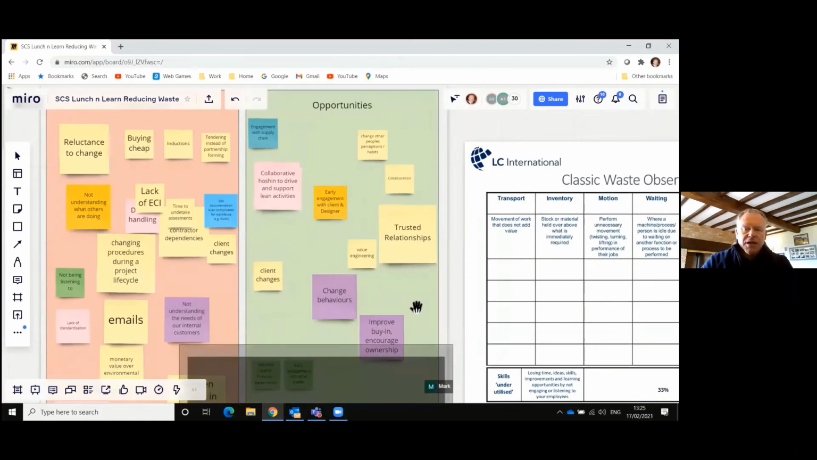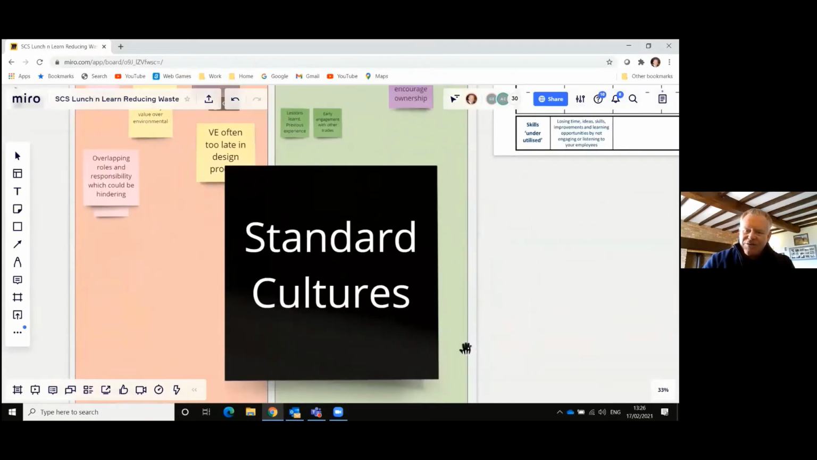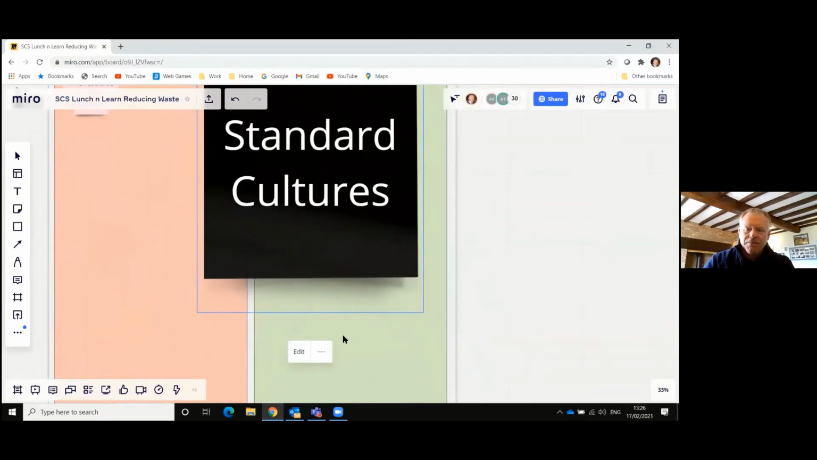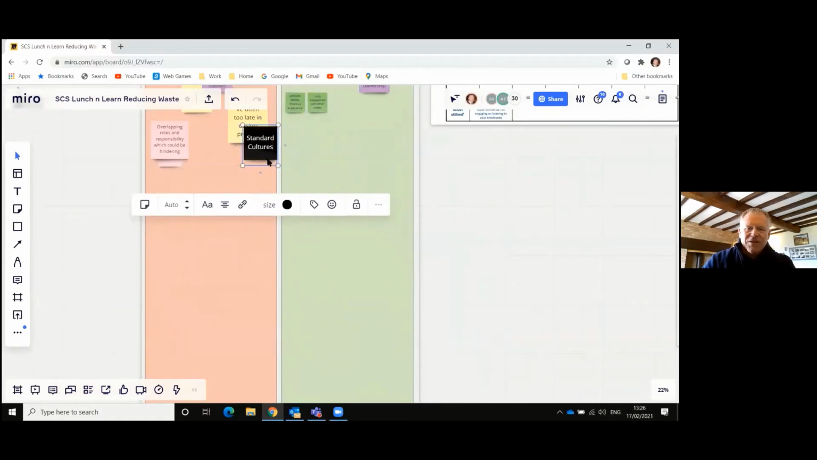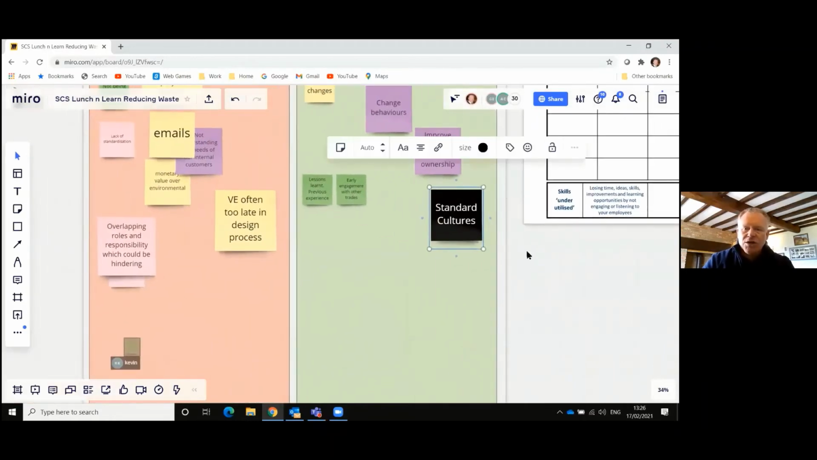Trusted relationships is key. And I mentioned right at the very start of this Lunch and Learn that it's been brought to you in partnership between LC International and Supply Chain School. So having those trusted partnerships that work together to deliver on project to their agreed values is key. Somebody said they really wanted to identify with the standard cultures there, so I'll just make that one a little bit smaller. So it's about standardizing cultures potentially as well. Make sure that everybody knows how we should work together, and maybe contract within yourselves what that looks like.